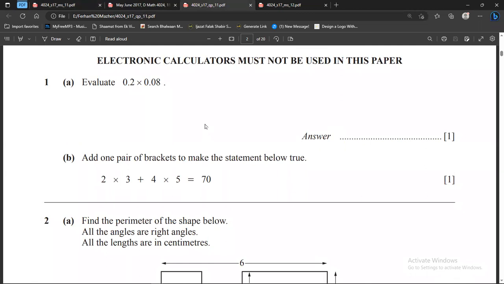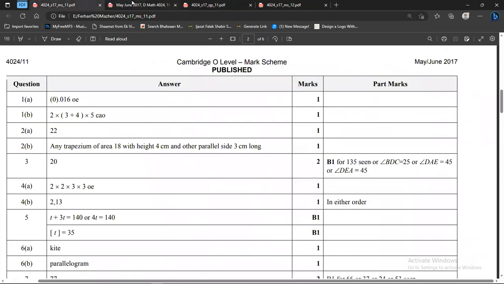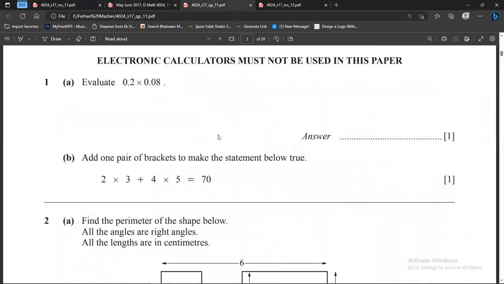Then question number 1, B part. He says add one pair of brackets to make the statement below true. So I have to put brackets here somewhere, so the answer becomes 70. If I put the brackets here, this will become 7, 7 multiplied 2 will be 14, 14 multiplied 5 will be 70. So the brackets are here. So our answer is right. The answer is right, sir.